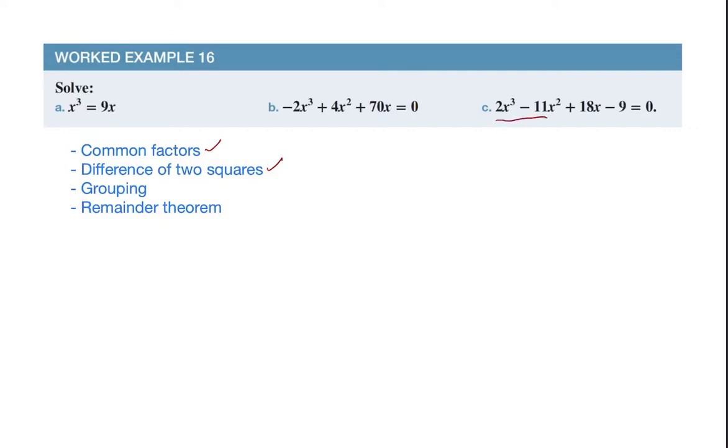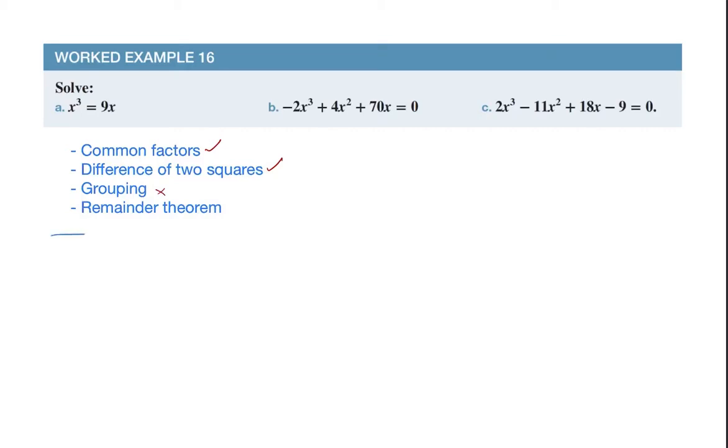I can group these two together, but no, I can't do that. Can I group those two together? Not really, nothing stands out. So it doesn't look like I can do grouping. Then I'll have to use the remainder theorem. If I use the remainder theorem, I'm going to start off by naming my polynomial.